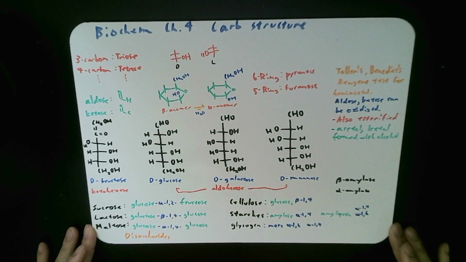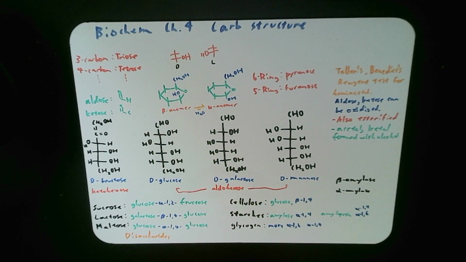It's Biochem Chapter 4, Carbohydrate Structure. Carbohydrates is one of the lower yields based on Kaplan, but you will see this a lot in the passages, so it's good to get familiar with all the different carbohydrate chains, and they'll come up in passages even though they're not the main focus. It's just good to get familiar with them.